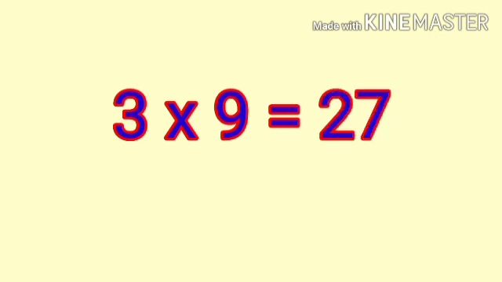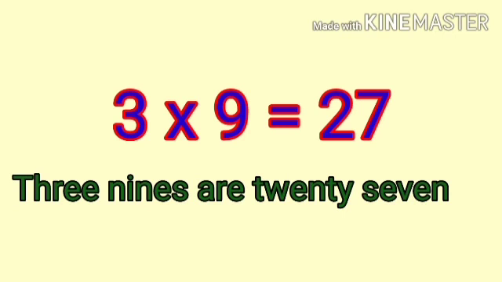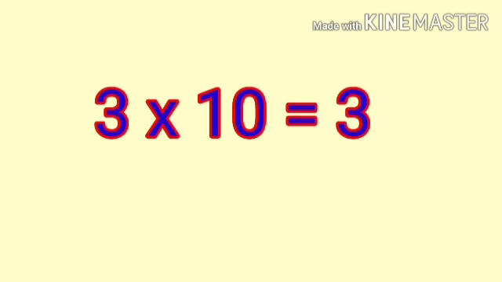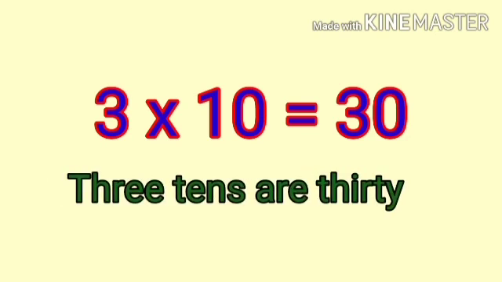3 into 9 is equal to 27. We can read it as 3 nines are 27. Finally, 3 into 10 is equal to 30. We can read it as 3 tens or 30.